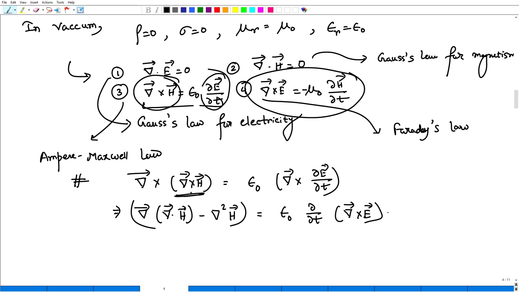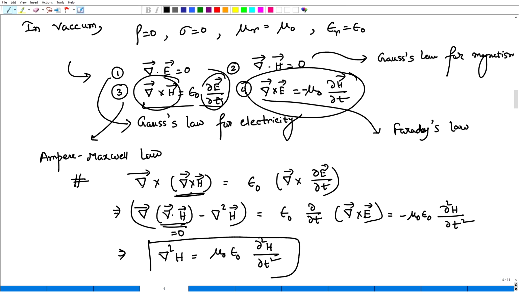Using equation 4 we can write this with a minus sign. So, it is minus mu 0 epsilon 0 del square h by del t square. So, this is also 0. So, del square h equals mu 0 epsilon 0 del 2h by del t square. So, this is a wave equation.